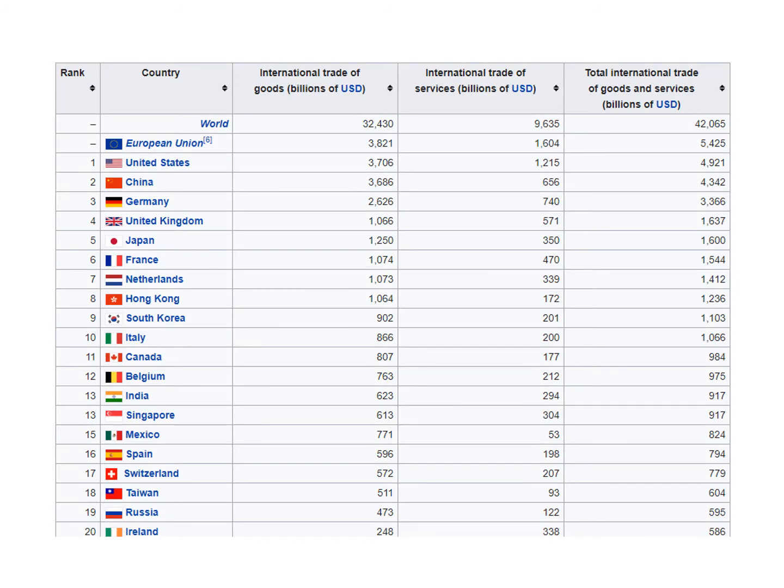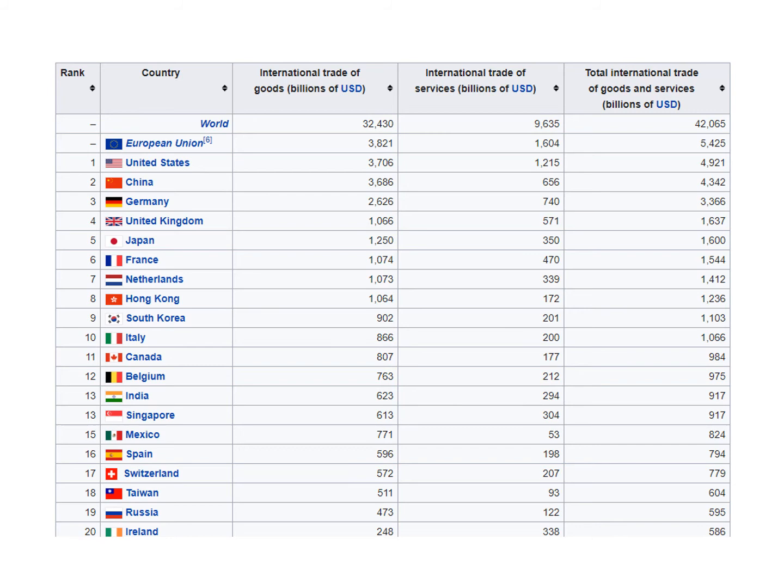What are we representing here? All right, the top 20 traders. Now, not traders like somebody turned your back on you. These are economic trade, okay? So look at the columns. We have the countries in column 1, then we have international trade of goods, international trade of services, and of course the total international trade of goods and services. So we take column 2 plus column 3, and it adds up to column 4.